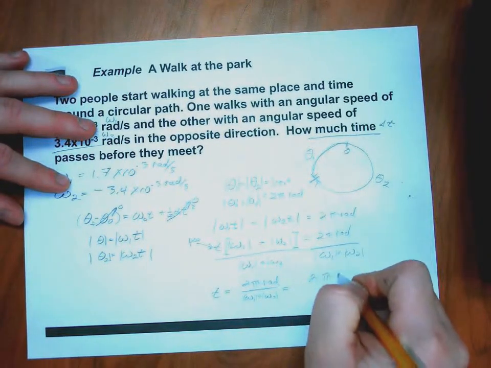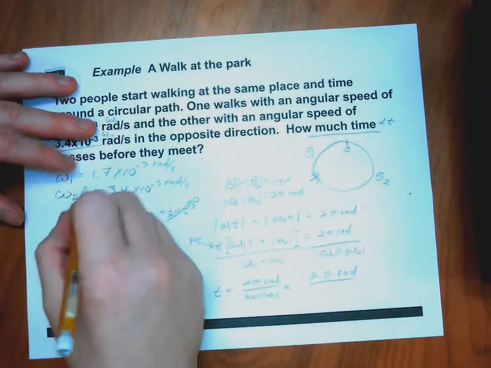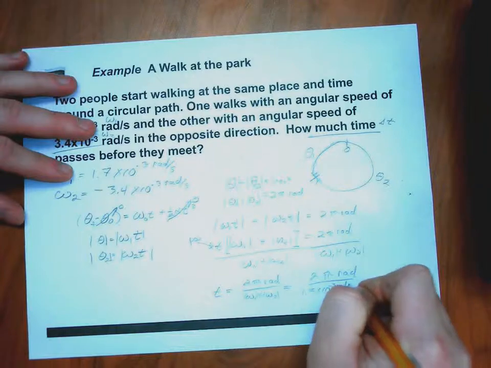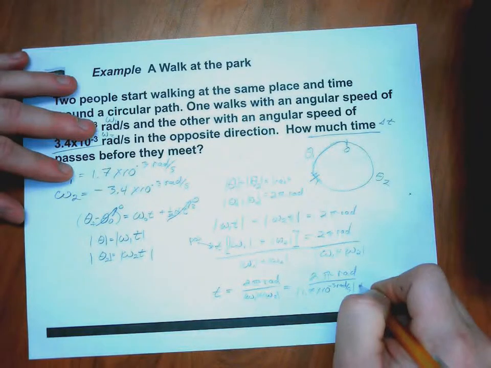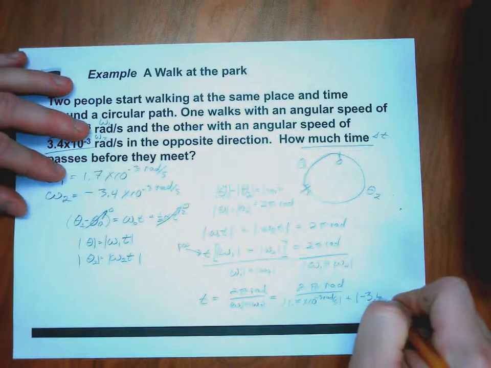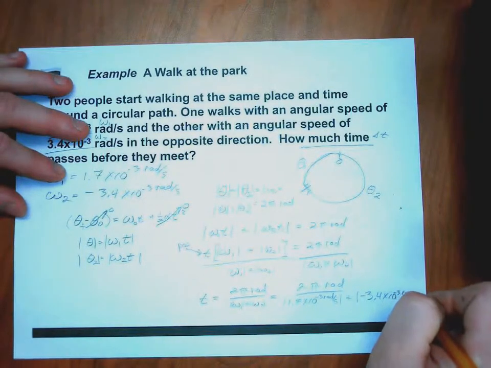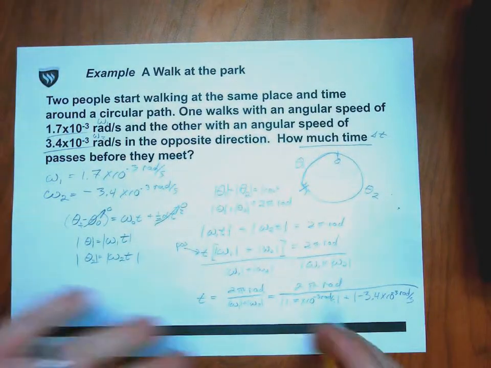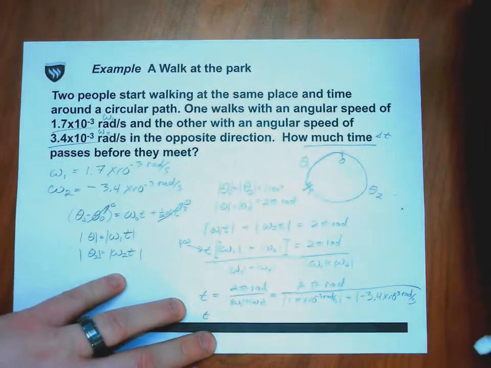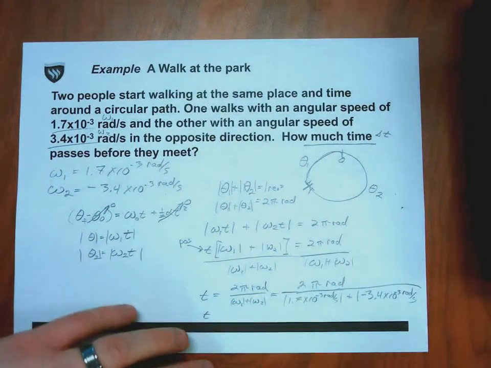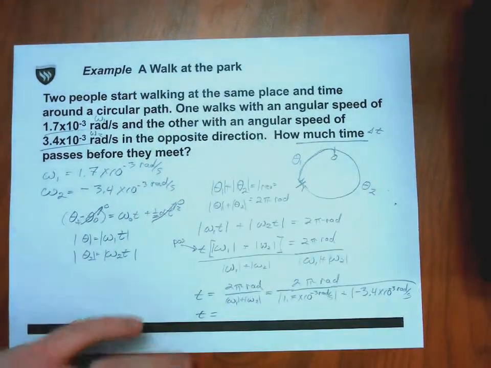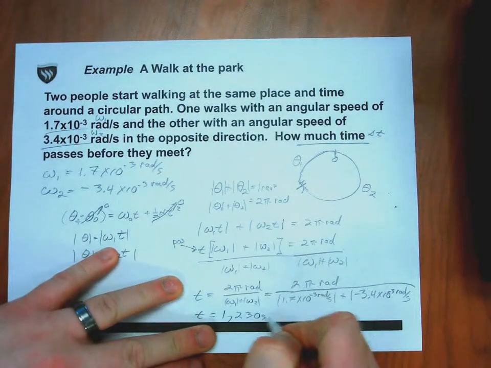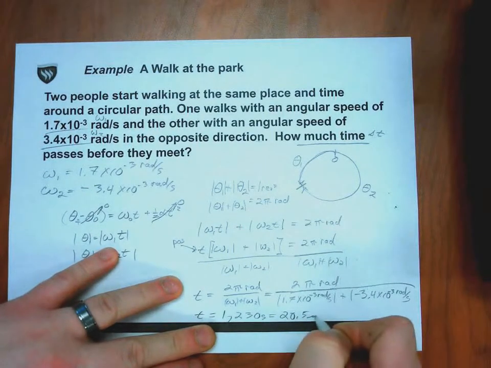So that equals 2 pi radians over omega 1, which is 1.7 times 10 to the negative third radians per second, plus negative 3.4 times 10 to the negative third radians per second. So that's why the absolute value is in there, to get rid of that negative sign there. Time then is equal to 1,230 seconds or 20.5 minutes.